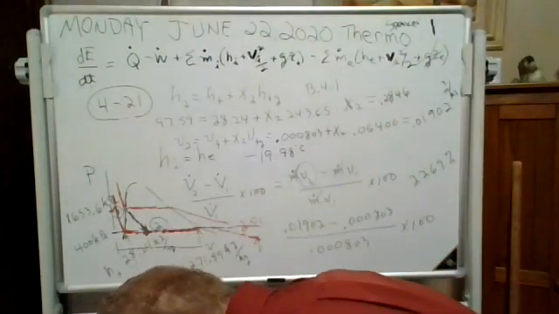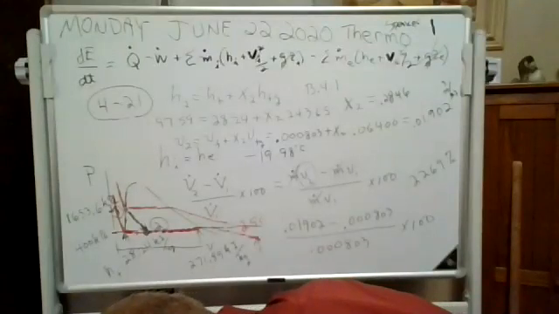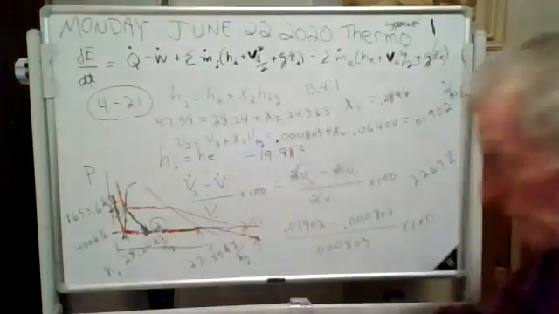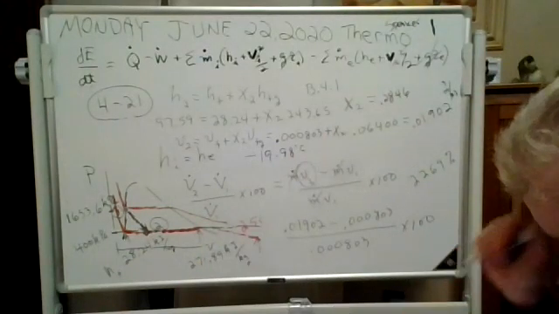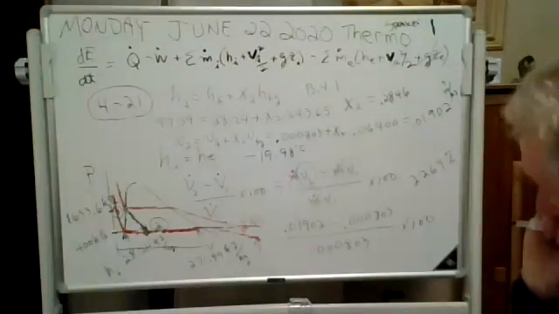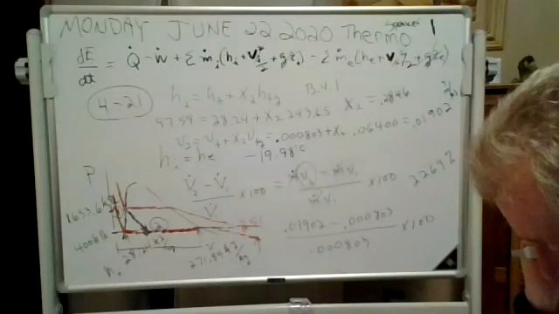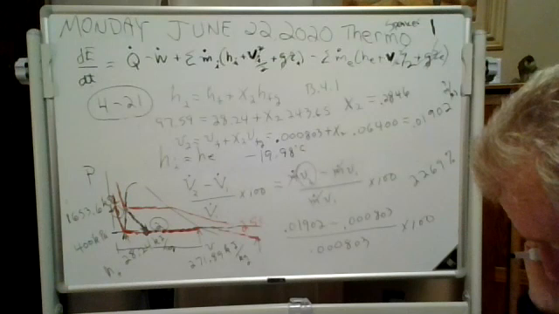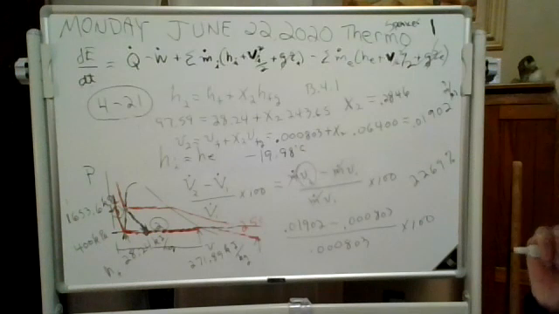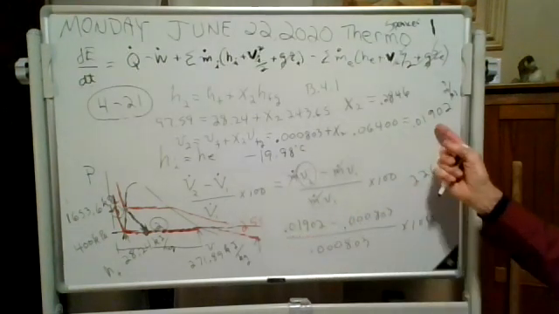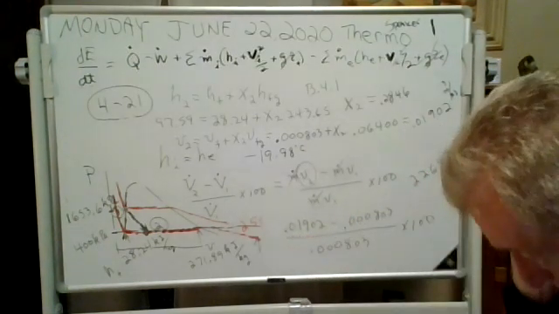I got an answer book here. What problem was this? 421. That's not the answer they got. So something bad happened. Let's see if I can figure out what they did. They got this 0.019. They agreed with us on that.